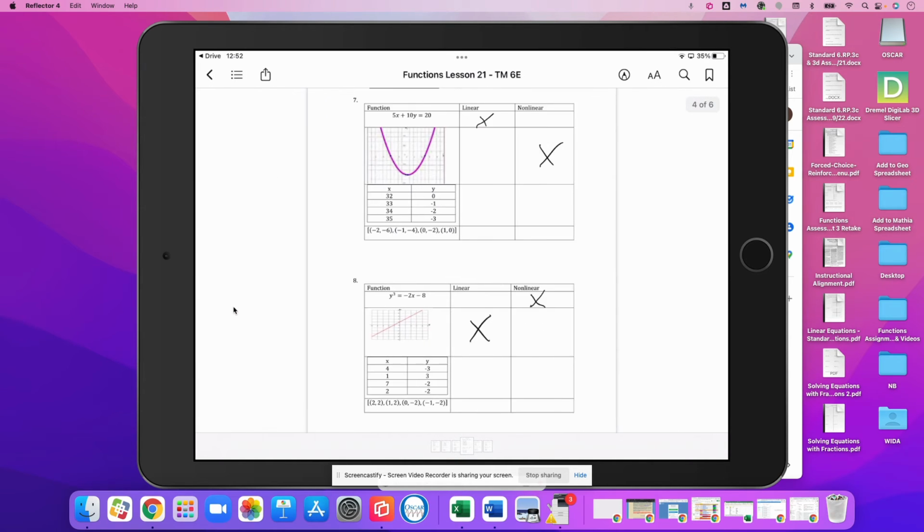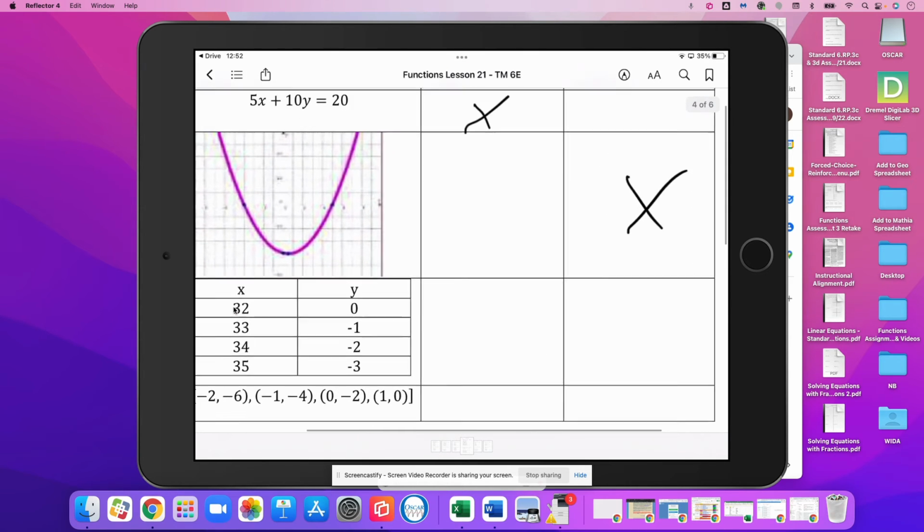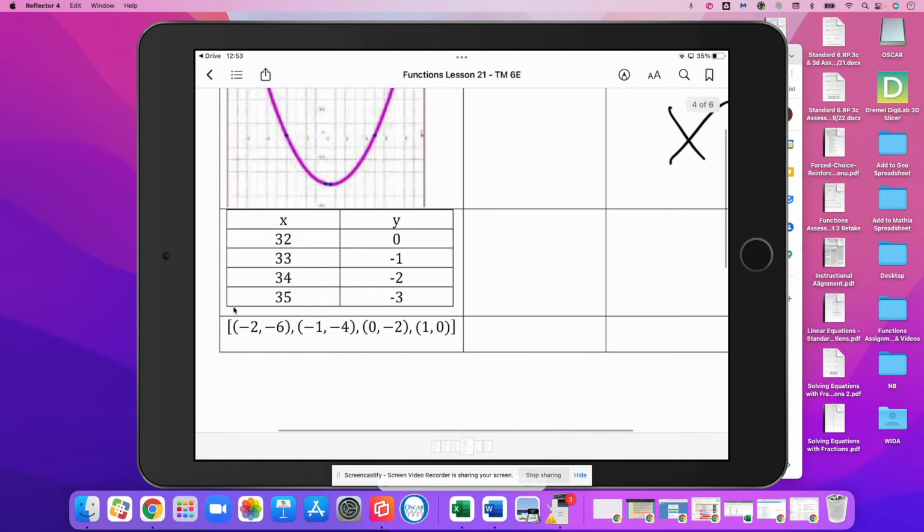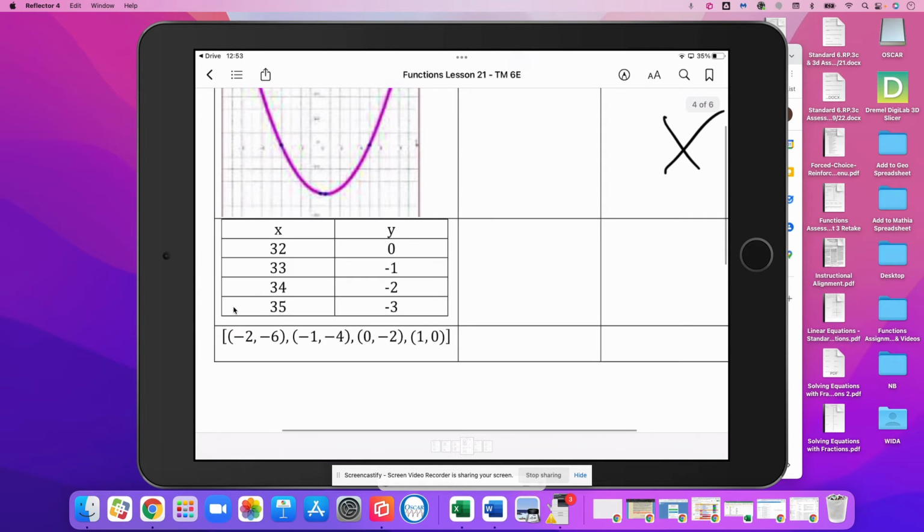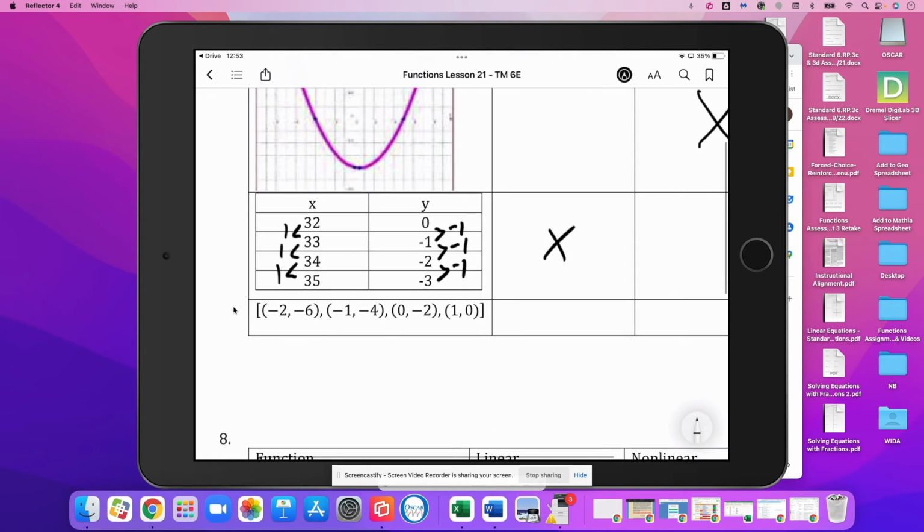Alrighty, on to number 7. Here we have a decrease of 1, again and again. Here we have an increase of 1. So it is consistent on both sides. So that is going to be linear. Our slope would be negative 1.